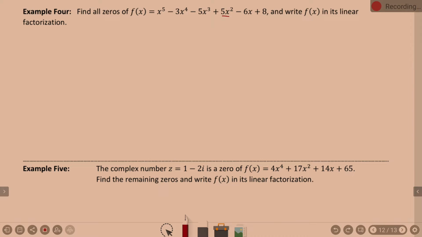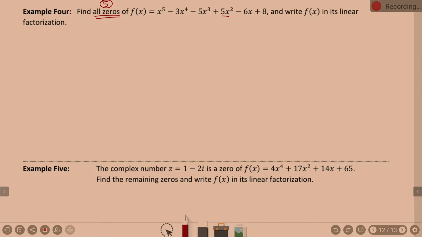Find all zeros of this function and write its factorization. Basically, we're trying to factor this out and write it in factored form. When we talk about finding all zeros, how many zeros are we looking at here? We are looking at 5 zeros because this is an x to the 5th equation. We did this back in lesson 2.4, part 2.